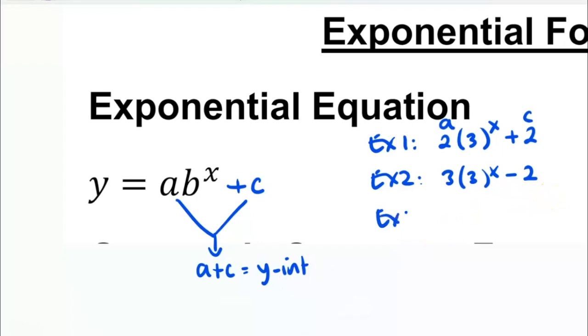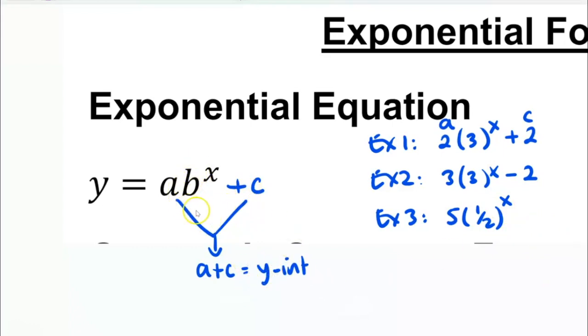Let's do one more just to make sure you're okay. Again, y-intercept is A plus C. So here's A, which is 5, plus here is C, which is nothing. Remember, we said that this is an invisible zero. We just never write it out. So what is 5 plus 0? 5. Once again, A plus C is your y-intercept.